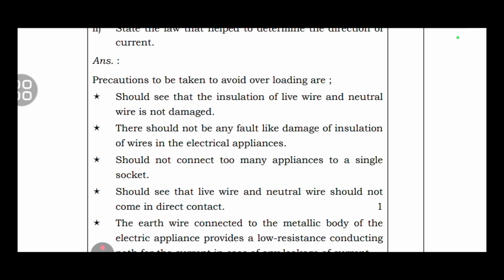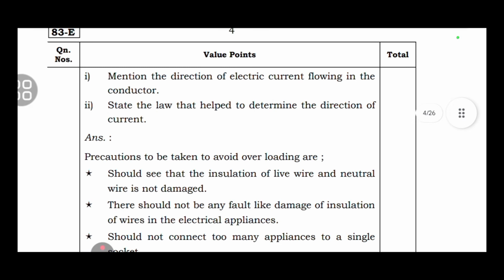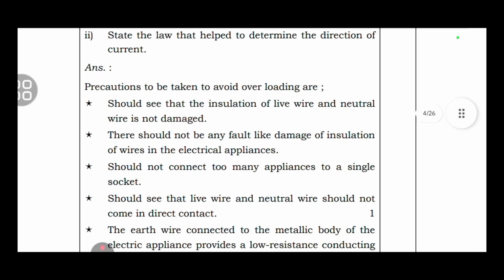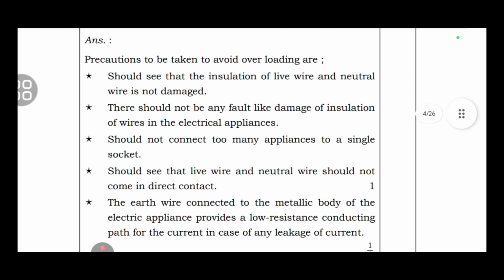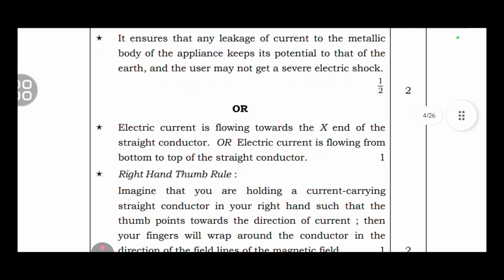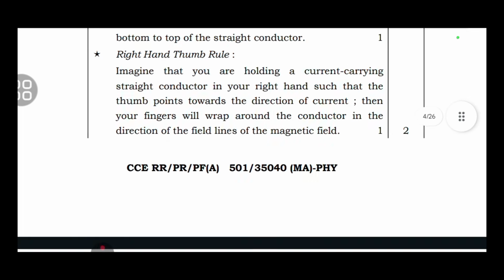overloading, and here is the or option. This is the diagram, and they are asking 2 sub questions: mention the direction of electric current flowing in the conductor. You can apply the rules related to electric current and magnetic field. And second, state the law used to determine the direction of the current. So this is the answer starting from the precautions, and here is the answer. Electric current is flowing towards X in the straight conductor, or electric current is flowing from bottom to top in the straight conductor. Here they applied the right hand rule to demonstrate the experiment.